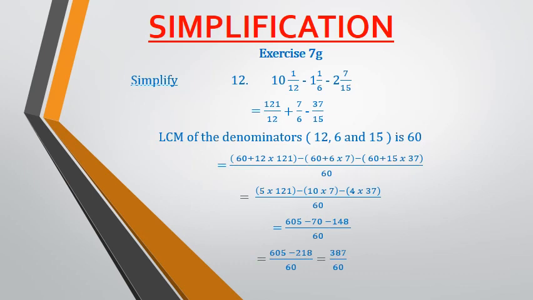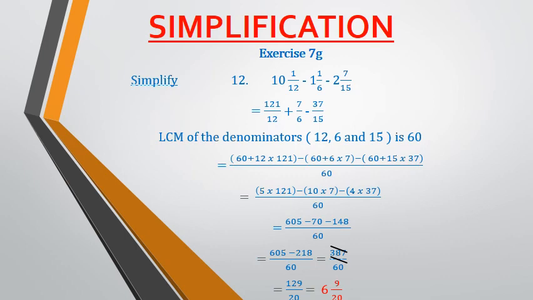So when we add 70 and 148, we get 218. So we will subtract 218 from 605. So 605 minus 218 upon 60, which is equal to 387 upon 60. Now this is an improper fraction, so change it into a mixed fraction. First of all, we will reduce it. So when we reduce it, we will divide it by the common number.